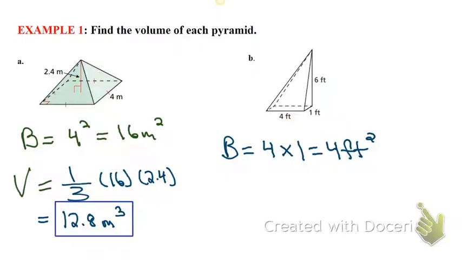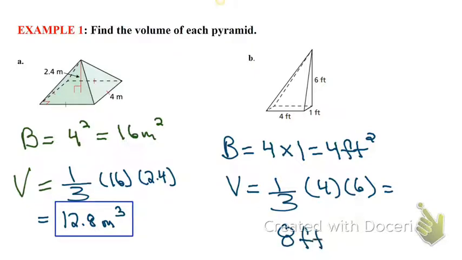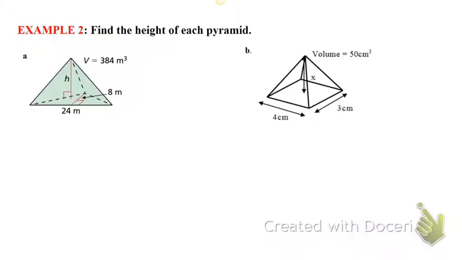Now we're going to use our formula. The volume equals 1/3 the base area times the height. So the volume is going to be 1/3 the base area of 4 times the height of 6, and then we end up with a volume of 8 cubic feet.